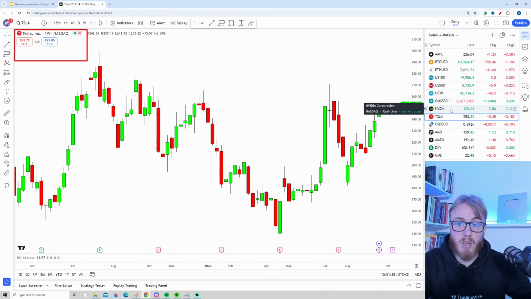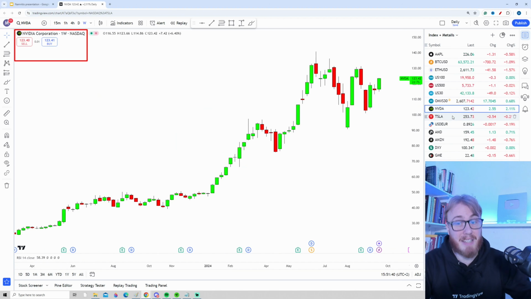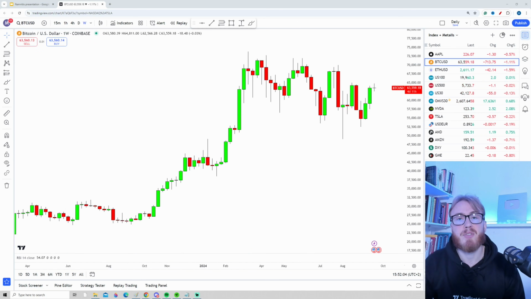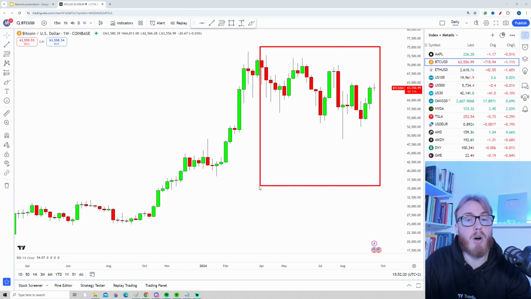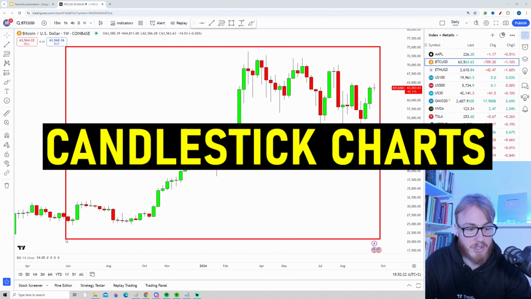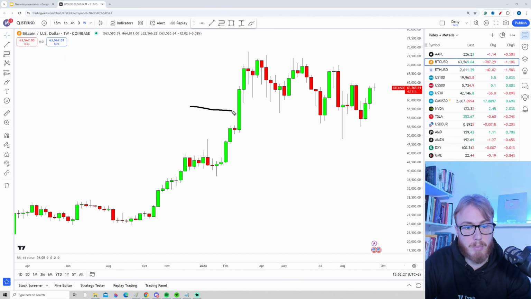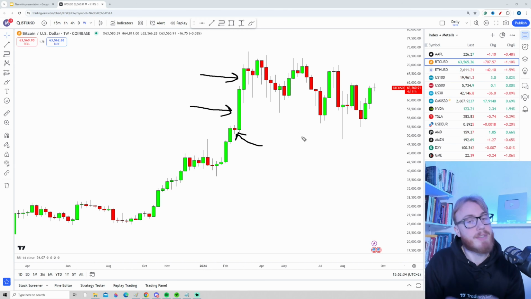But let's say we want to go over to the Nvidia chart, or perhaps we want to look at Bitcoin. You can see that all of these charts look different. But one common aspect of all of these charts is that they are candlestick charts. Every single bar on the chart is known as a candlestick, and this is by far the most common chart type for day traders.